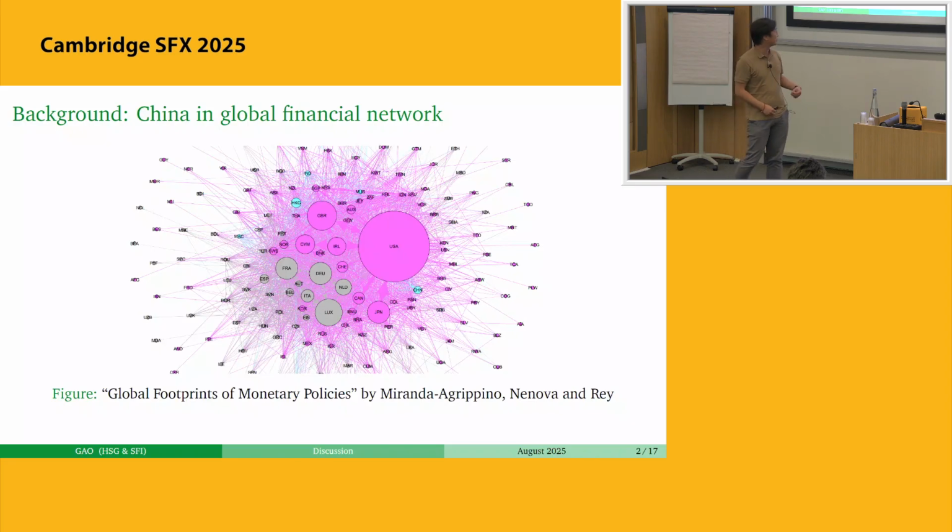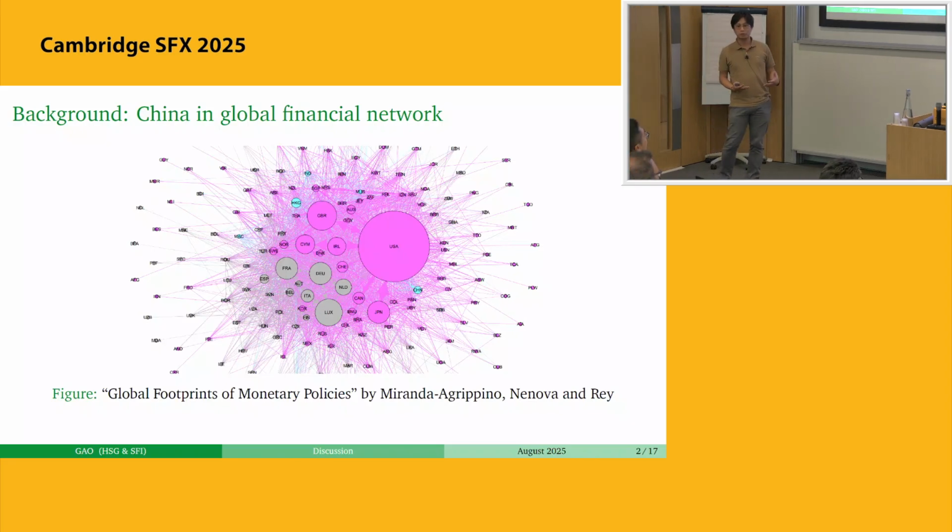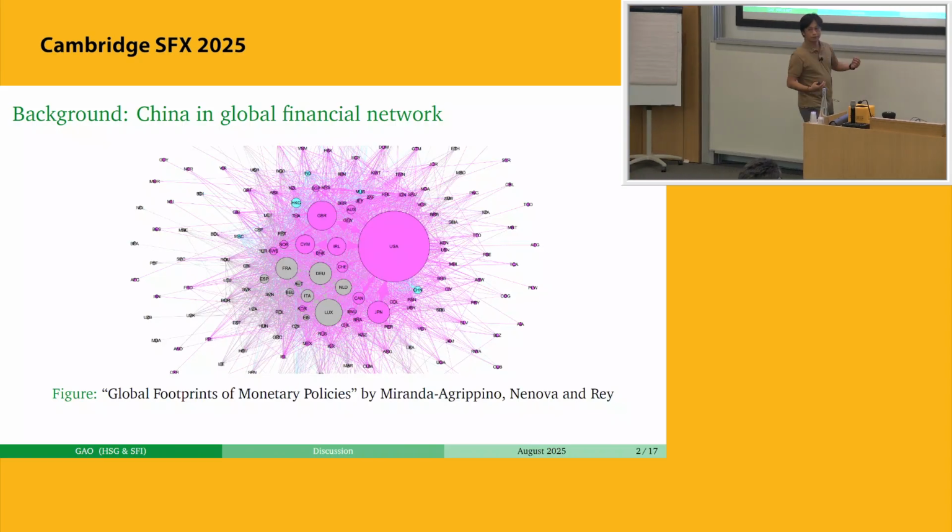Just to motivate, this is a picture from, I think, a 10-year-old paper by Helen Rey. The picture is 10 years old, maybe it changes now, but this is a visualization of the global financial network, and the size of the nodes represents the importance of the country to the network. And probably it's hard to find where China is. It is this bright small dot, just below the US. And Hong Kong is on the upper left.